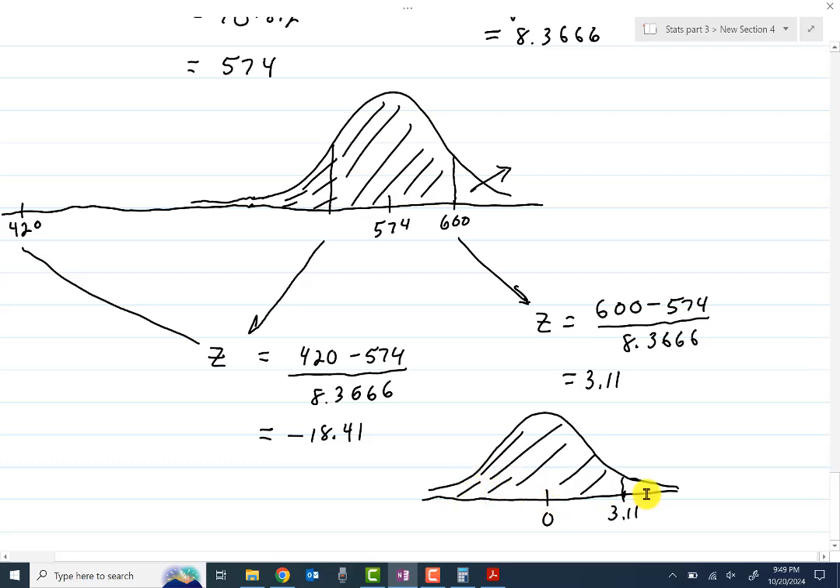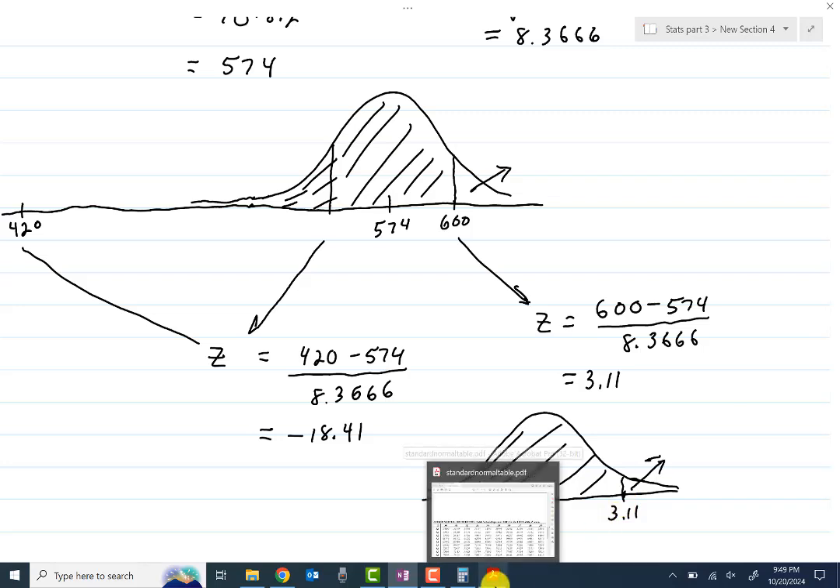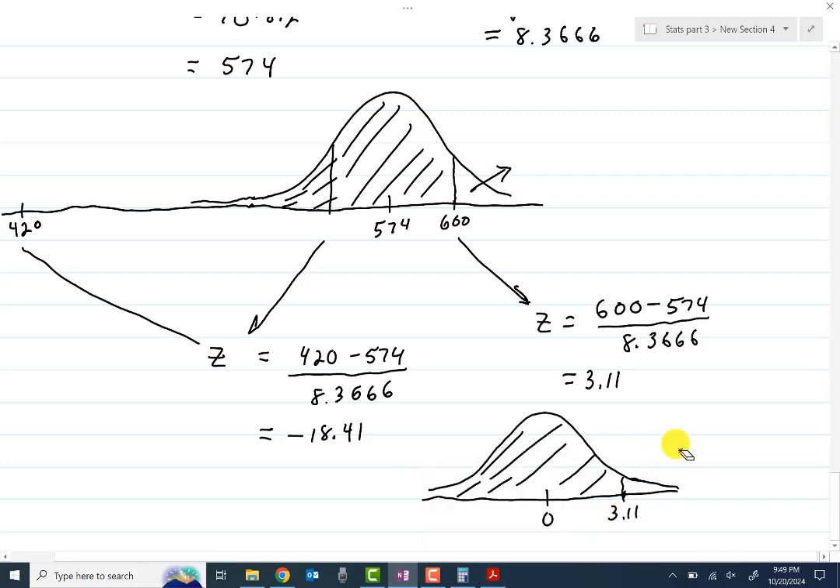So I can look up negative 3.11 in the table to tell me what that area is. Or actually, I think I can just look up 3.11 directly and forget about looking up that white area. Sometimes I forget what the easiest way to do things are. Just go in your table and look up 3.11. And it looks like we're just a little over 99.9% for our final answer. So it's a virtual certainty.